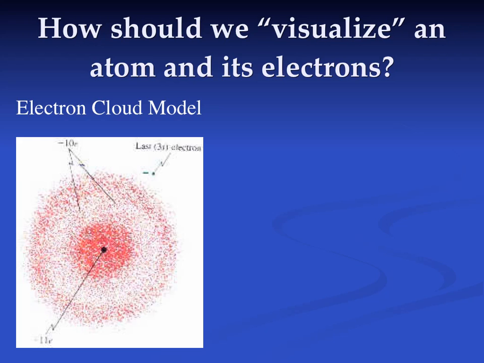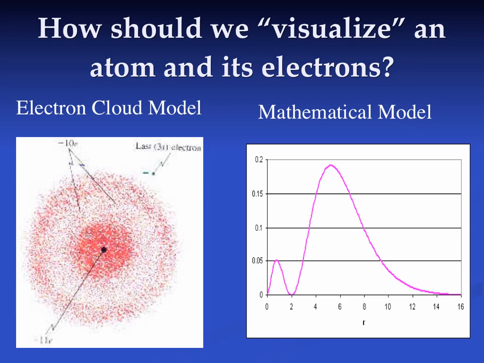We can show the same thing using a mathematical model. In this case, r, which is shown across the x-axis, represents the distance from the center of the atom, or the radius from the center of the atom. And the graph, the pink graph, represents the probability that you find an electron at a particular location. So again, we know that there are some places that it's much more likely to find an electron than others.